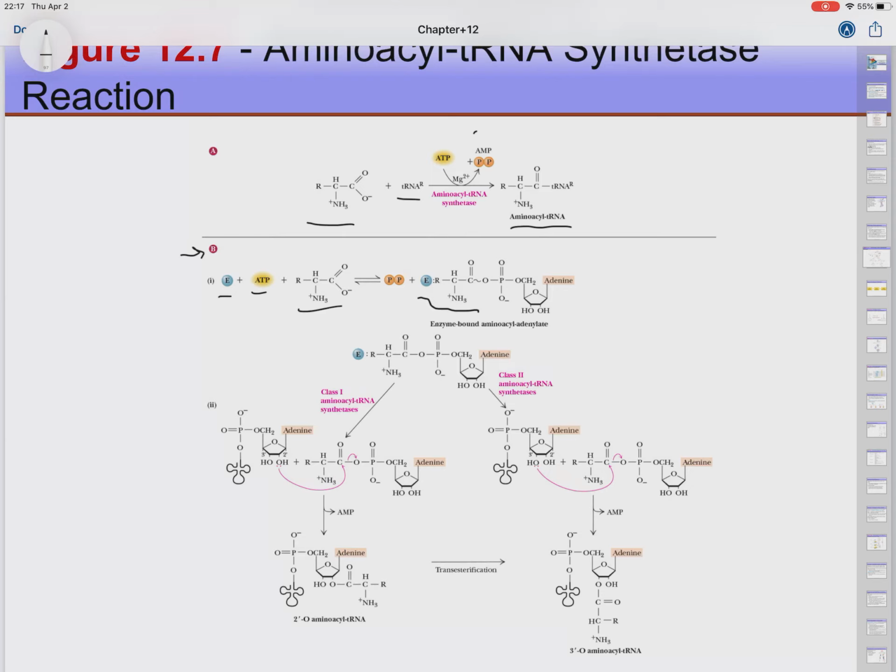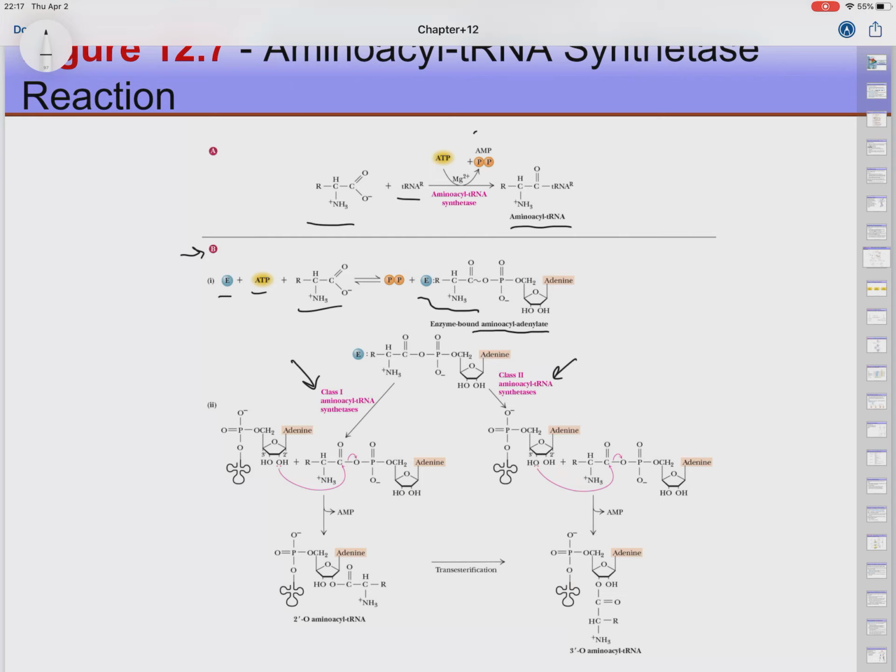So this is an enzyme-bound aminoacyl adenylate, or an aminoacyl AMP. Now this is ready for the next reaction, which is connecting it to a tRNA. There are two classes of aminoacyl tRNA synthetases. They think this is actually convergent evolution, that it evolved twice.